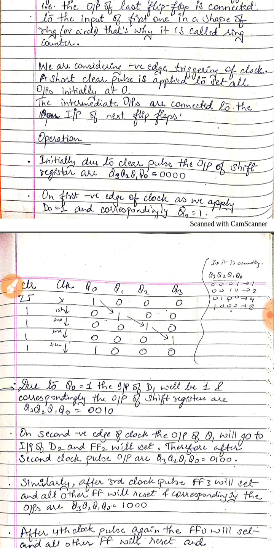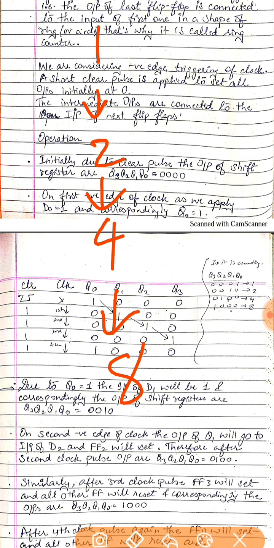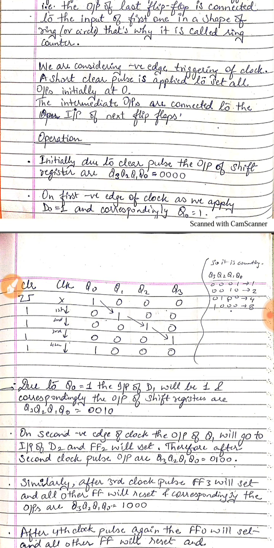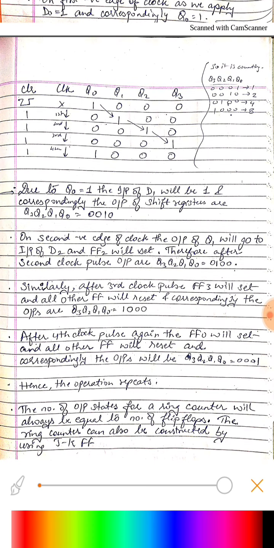So this is how a ring counter would count, that is from 1 to 2 to 4 and 4 to 8, because we have only 4 flip flops, so up to 8 is possible. Okay, so this is how it will work. I have explained it in the steps as well.